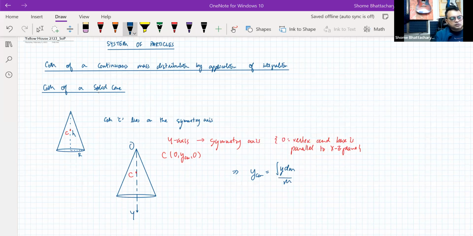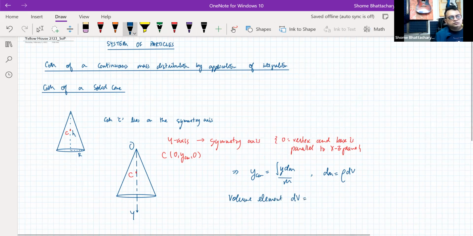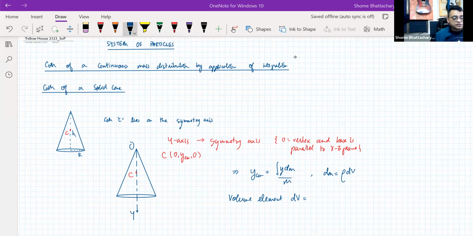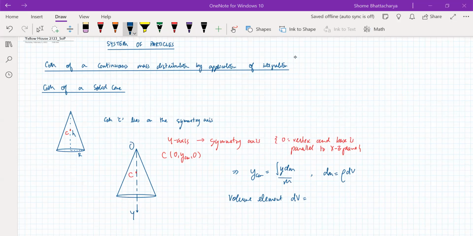Yes, very good, Kirti. That answer is correct. So here we would get the value of YCM as 3h by 4. Okay. So let's see how that works out. So what should we take the density as? Yes, that's correct. M divided by pi r square h by 3. That is density.